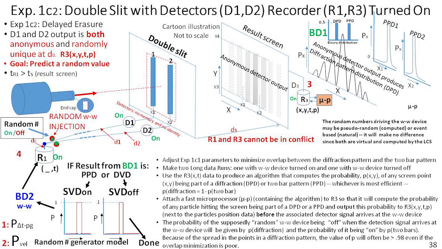So when the detection signal is about where those dashed blue lines are, the detection signal coming out of D1 and D2, by that time we will already have a prediction of whether that particle is in a particle pattern or a wave pattern. Okay, the wave pattern being the diffraction pattern, the particle pattern being the two-bar pattern. So now, knowing that, we can randomly change that device that produces random which way data. When it's on, we get which way data and get a particle pattern. When it's off, we get no which way data, which then will give us a diffraction pattern. But we'll already have the prediction of that from the result screen before that random number is chosen to decide whether it's on or off.